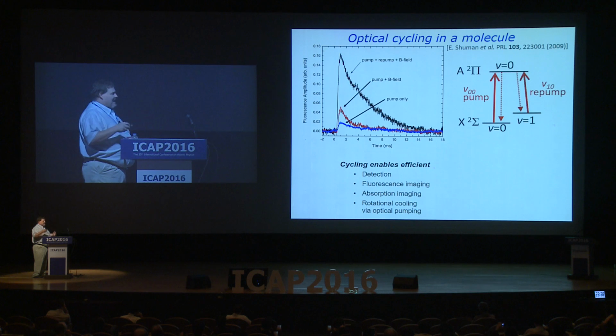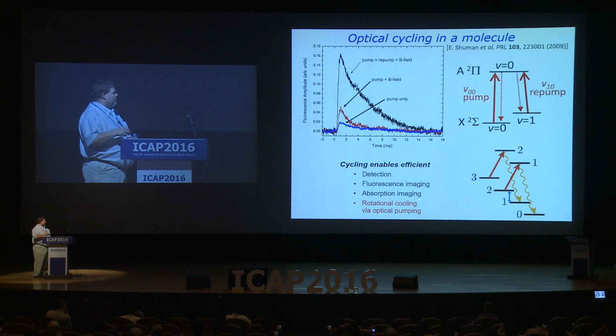And we take this for granted so much in atoms that it's worth emphasizing that optical cycling at this level is really crucial for making it possible to do efficient detection via fluorescence, to do imaging of fluorescence, imaging of absorption, and something else which is a nice feature for many experiments is this allows you to do efficient rotational cooling, which is just a fancy word for optical pumping into a single rotational level. Again, Boltzmann distribution usually populates a good handful of rotational levels, and this sort of optical pumping technique can enhance the population in a given level for doing an experiment.